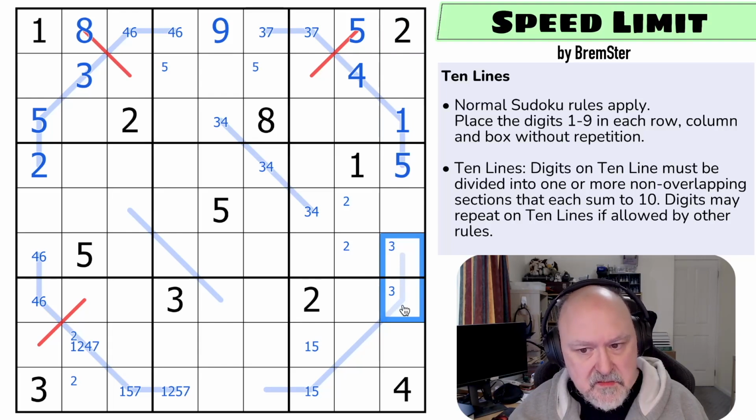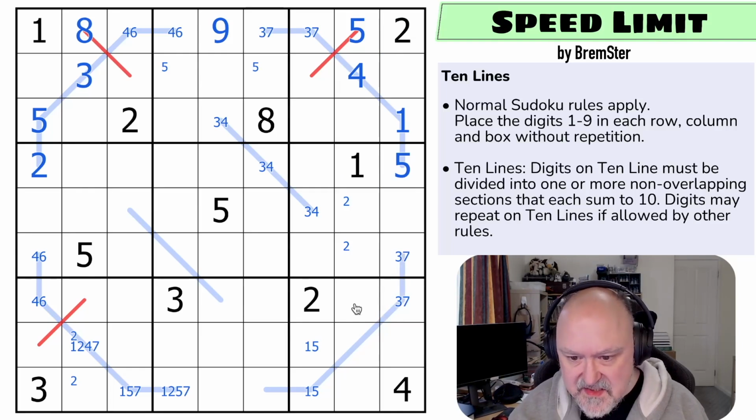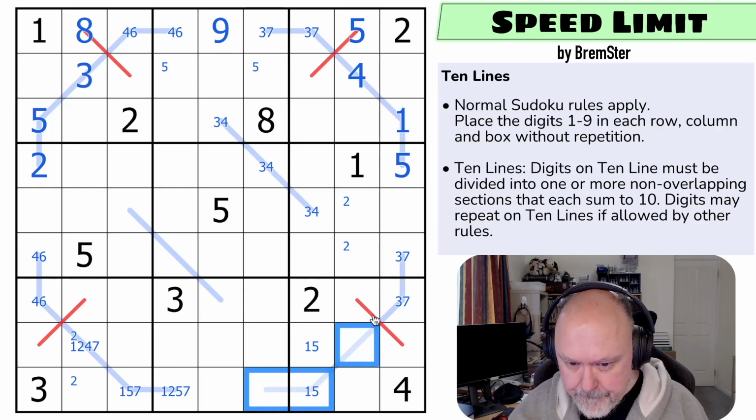But if this is 3, 6, that sums to 9, and I'd need to get it to a 10 sum by adding a 1 there, and I can't do it. This is a 3, 7, and that is the delineation of this line. And now this is a 10 sum. And the 3 makes that the 7 and that the 3.